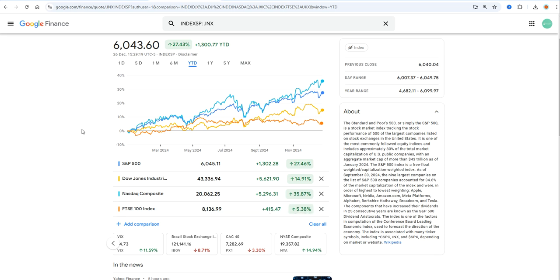Now, one of the things that's going to happen in the next few weeks is a lot of hedge fund managers will start rebalancing their portfolios, because it's a new year. They will take some profit off the table.